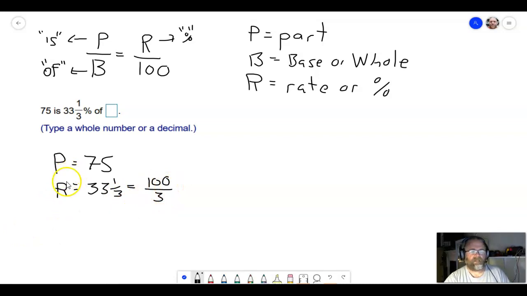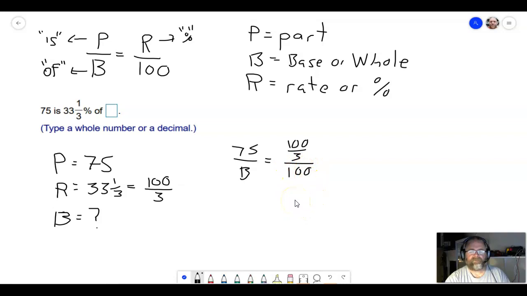All right, and then the of, that's going to be our base. Our base, that's going to be our unknown in this case. All right, I think, wasn't that our unknown in the last one too? All right, no, that wasn't the same one as our last one. So now, putting this in here, I'm going to have P, which is 75, over B, which is our unknown, so I'll just leave that as B, is equal to 100 over 3. That's our rate, all over 100.